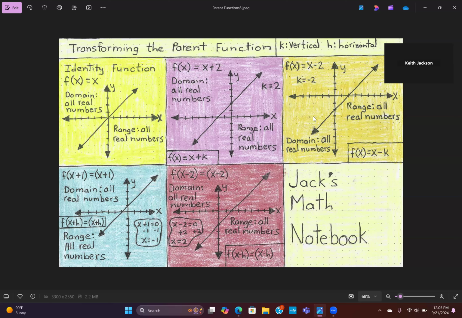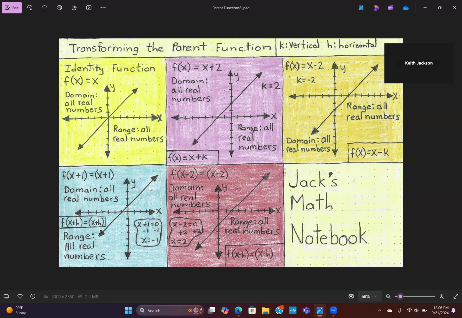Let's move on to the third transformation of the identity function, in which this time we're going to subtract 2. So k is equal to negative 2, so it's going to move the function down 2 units right here. This shows that the domain will be all real numbers and the range will be all real numbers as well, because in this case we have f(x) = x - k.